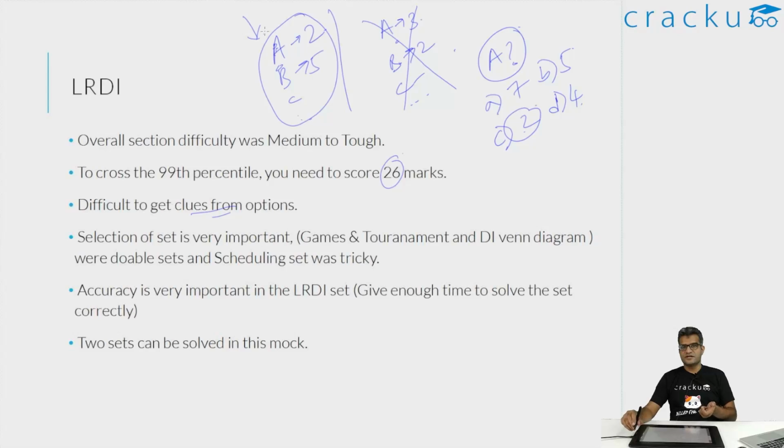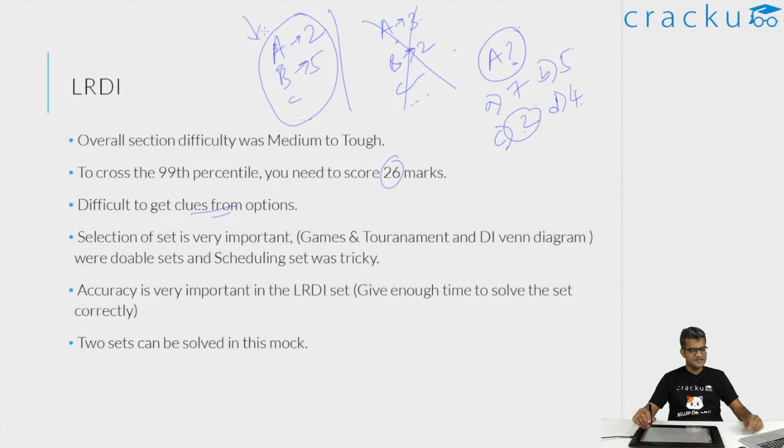Many times it works out that if you're able to figure out that there are 3 arrangements possible and you have to figure out which of the 3 arrangements is correct, by looking at some of the questions and the options, you can actually solve the set. The point is, in this LRDI section, it is difficult for you to get any clues from the options.